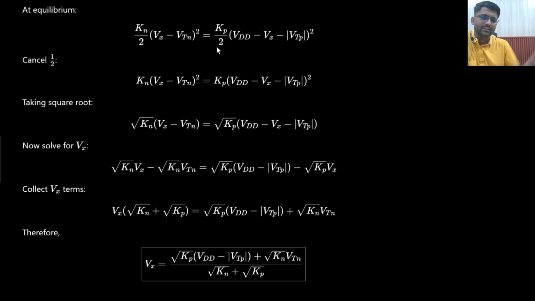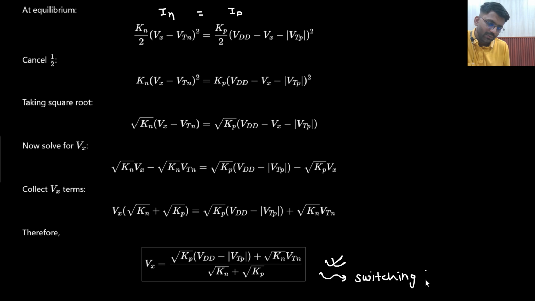If someone wants the expression, then this is the expression. Only mathematics, nothing else. This is the current in NMOS, this is the current in PMOS, right? So the 2 and 2 get cancelled out. Then we took the square root on both sides, and finally this is the expression we get. And this particular point is known as the switching threshold of the CMOS inverter.